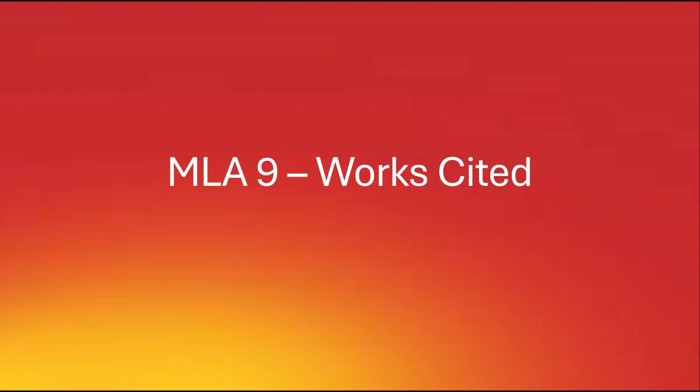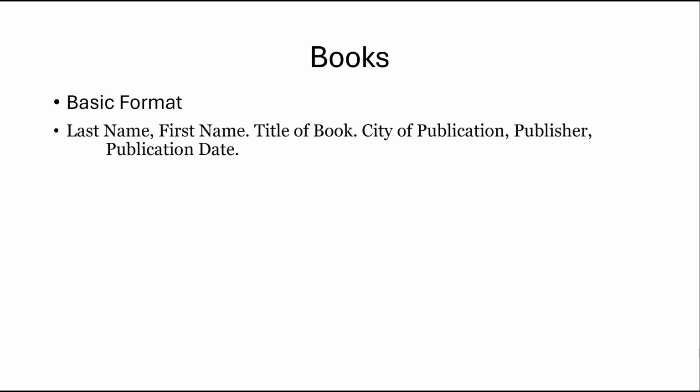So I wanted to start by showing a citation for a book according to MLA 9th edition guidelines. And I wanted to start by just showing the basic format. You're going to have the name of the author first, last name, comma, first name, period, the title of the book, followed by a period, the city of publication, followed by a comma, the publisher, followed by a comma, and then the publication date, followed by a period.